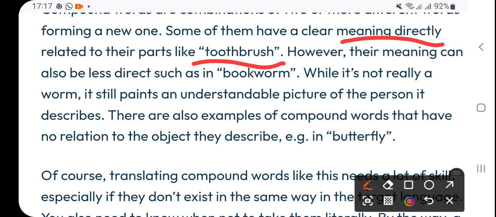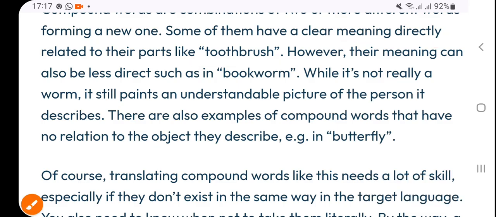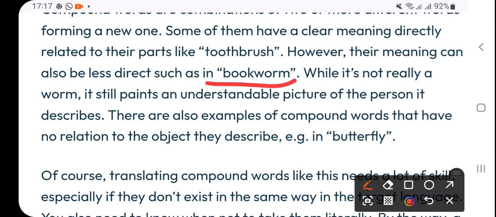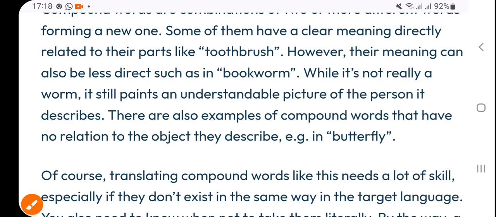However, their meaning can also be less direct, such as bookworm. So here it's not direct, right? While it is not really a worm, it still paints an understandable picture of the person it describes. There are also examples of compound words that have no relation to the object they describe, such as butterfly, right? It's butter and then fly. So these kinds of words are challenging.